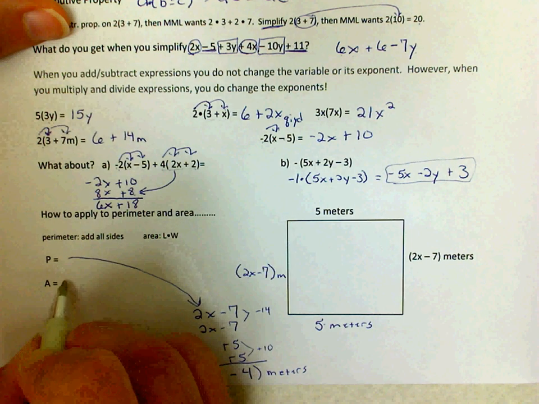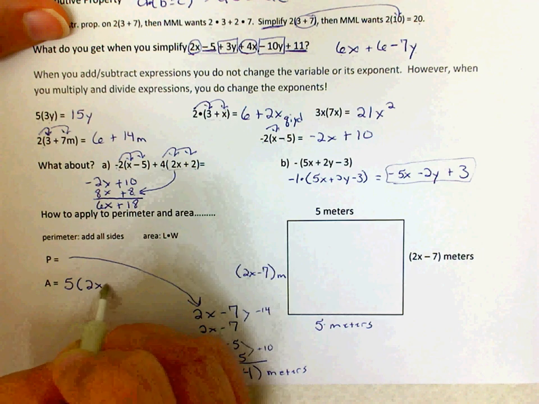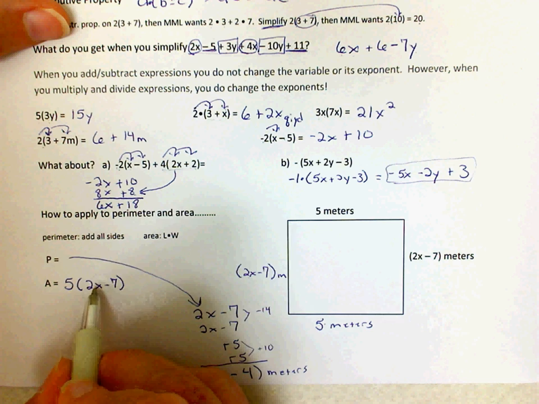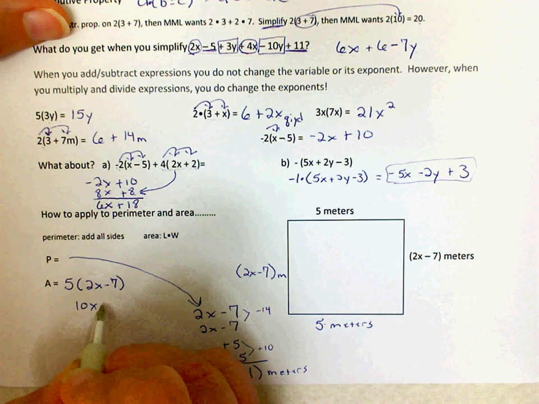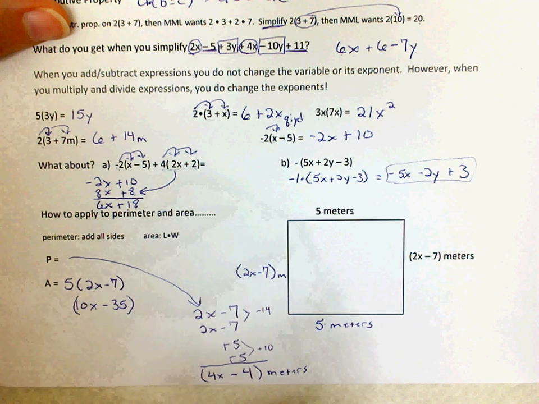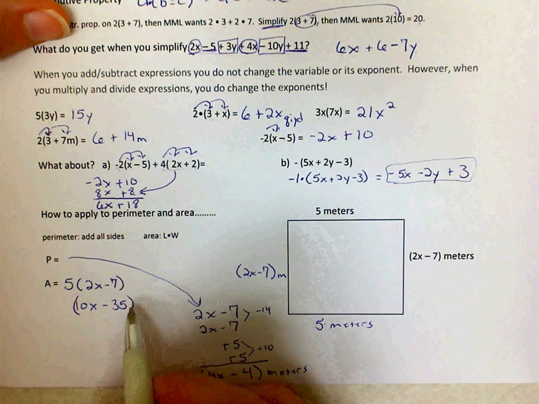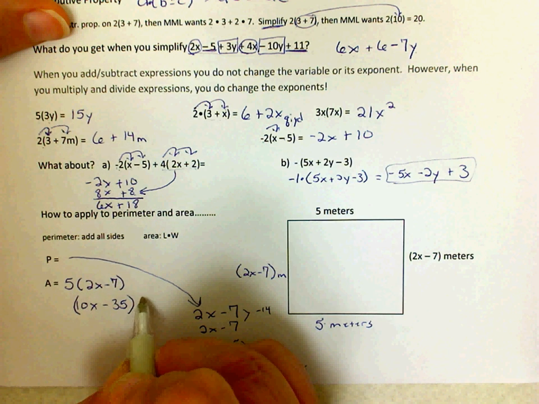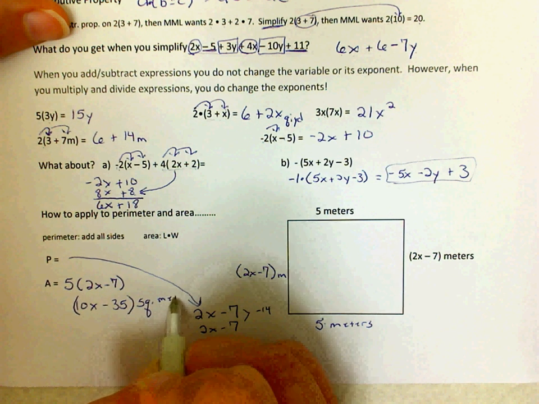Now for area, it's your length times your width. Well, guess what? We've already been doing these. 5 times 2x is 10x. 5 times negative 7 is negative 35. Again, because we've got more than one term in our answer, we have to put the parentheses. And remember, area is in square units, so square meters. If you have questions, ask.